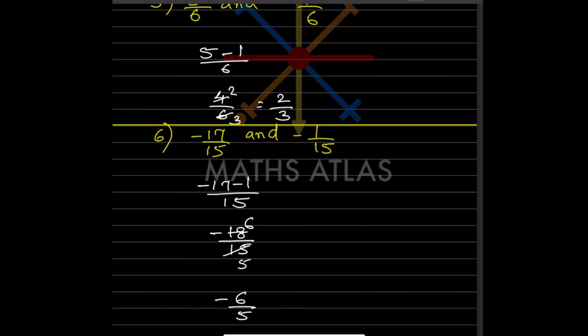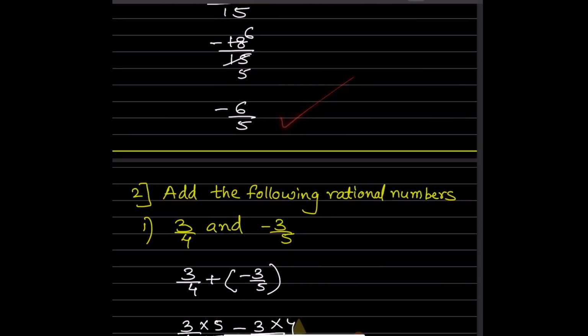Now again here when you add it, plus minus is going to be minus 17 minus 1 by 15, that is going to be minus 18 by 15. Here this will go with 3 5s are and 3 6s are. So that will be minus 6 by 5.